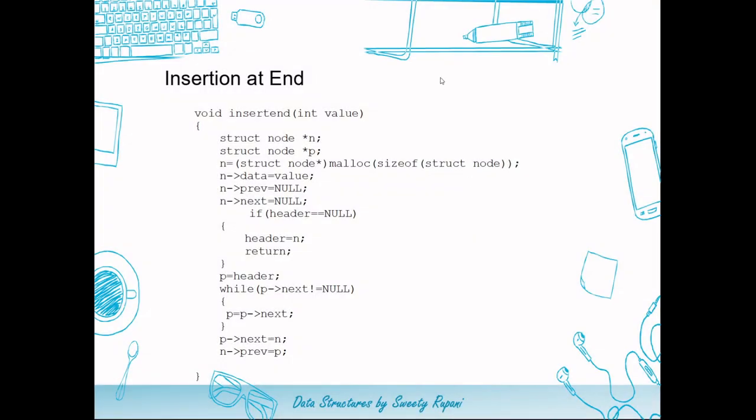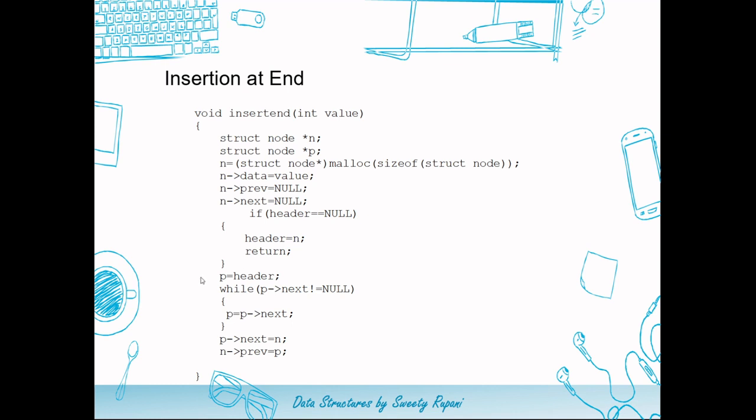So this is a function, C function, for inserting a value at an end. As usual, we are allocating a memory over here. It may be possible that we have called this function for the first time after starting a list. So in that case, we have to every time check for a header to be equal to null. If header is null, we will directly attach a newly created node over there and we will return control back to a calling function.